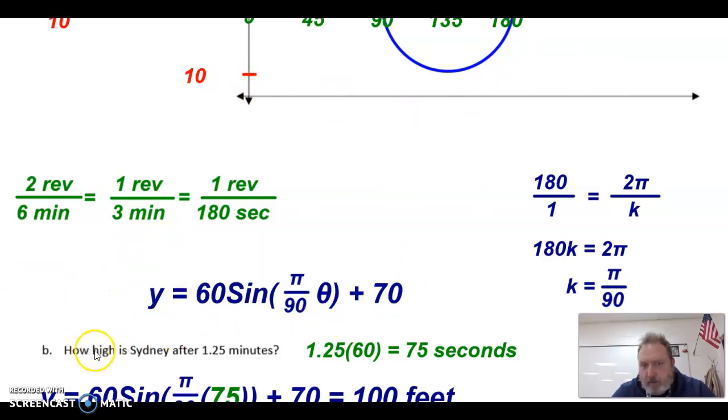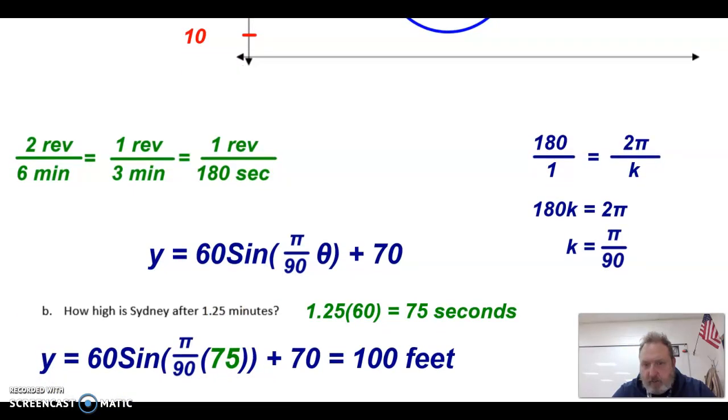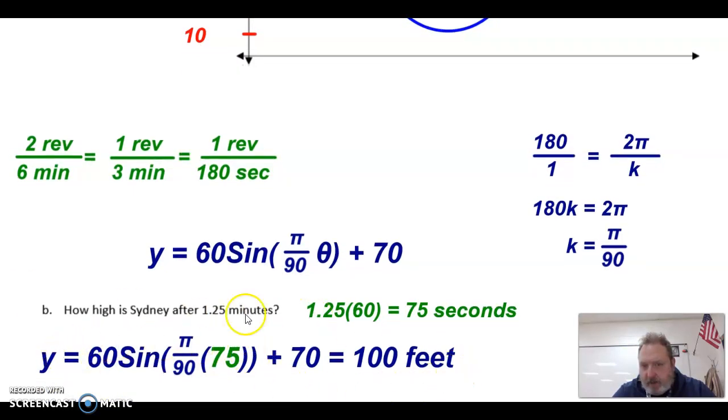Part B, what is her height at 1.25 minutes? I change it to seconds, so that's at 75 seconds. So I plug 75 seconds into my equation. Please make sure that you are in radians when you do that. So at 75 seconds, she is at 100 feet.